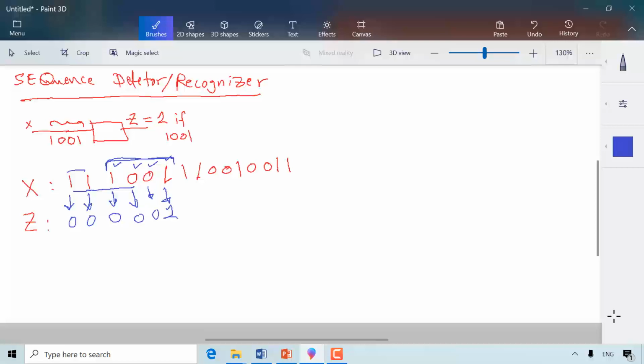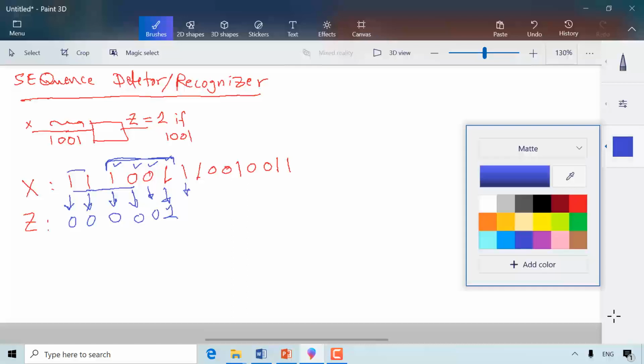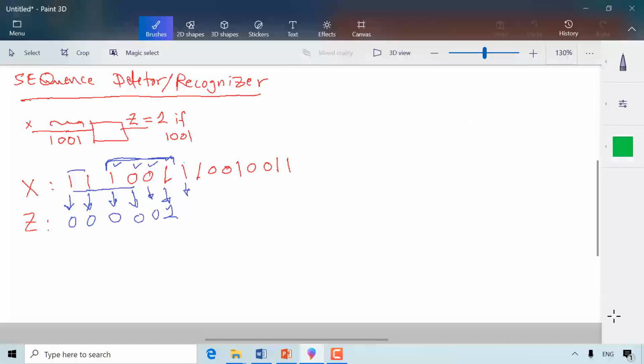Okay, but how about now here? Well, here the last 4 bits pattern, from this bit, is 0011, which is not 1001, the one I detect. So this is an output of a 0 here. How about here? It says 0. So we stay here until I come to this bit here.